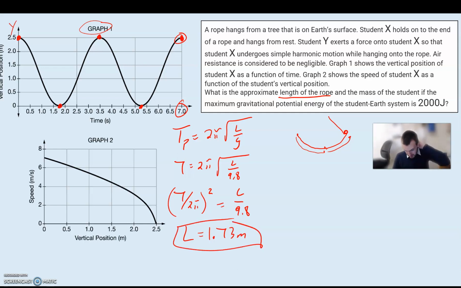And then the second part asks what the length of the rope and the mass of the student are. Now you might notice the period of a pendulum equation doesn't have mass. We know that the period of a pendulum does not depend on the mass at all, in fact. But it does give us enough information to figure this out. Because look, it says our U_g, or gravitational potential energy, mg delta y, that maximum value is going to be 2,000 joules.